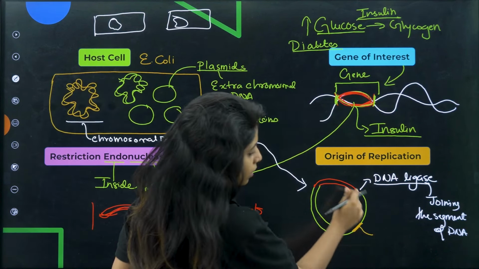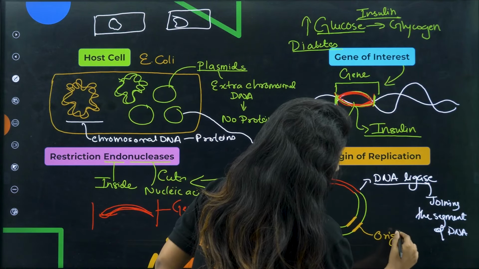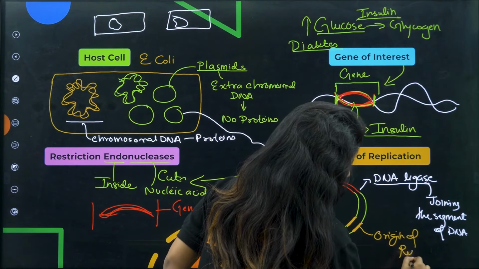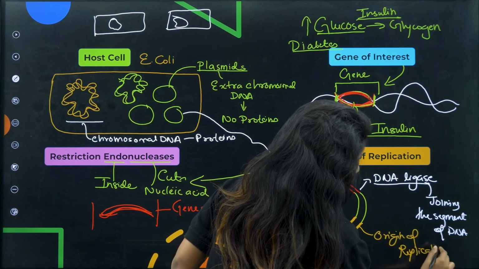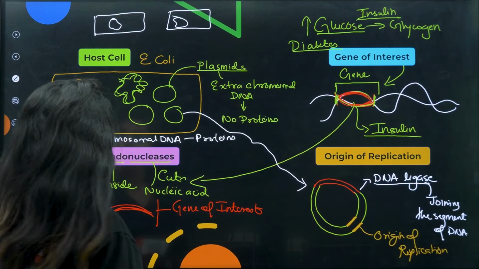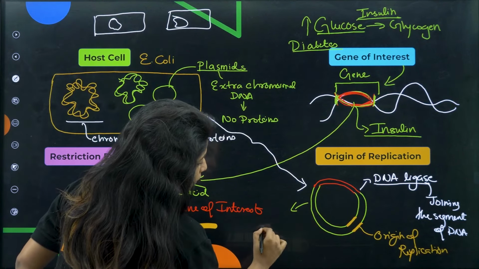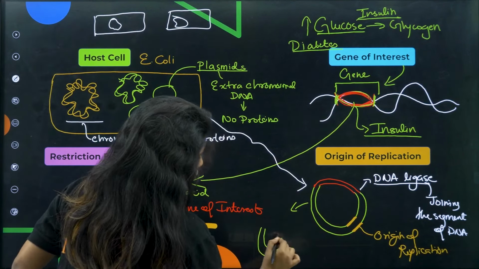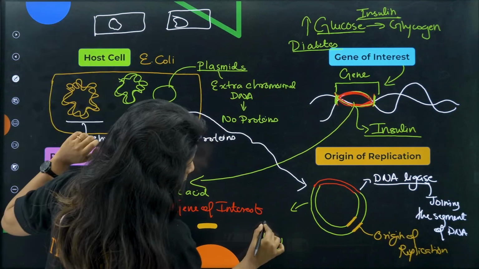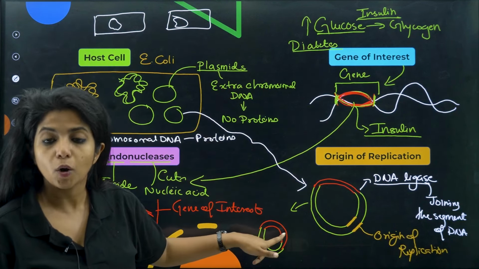Suppose the plasmid's origin of replication is over here. Then from here, the replication will start. And each of the copies that you will get will be like this. All of them, children, will have the copy of the DNA that you also incorporated.